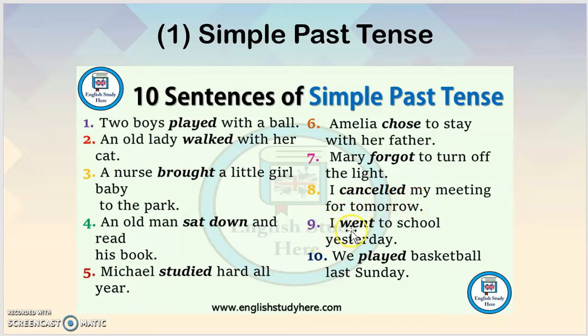Number 9. I went to school yesterday. Went comes from the root word go and the past tense of go is went. Number 10. We played basketball last Sunday. Played comes from the root word play. Play plus ed.